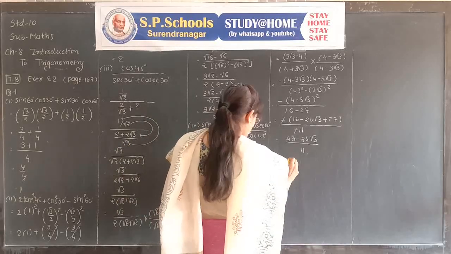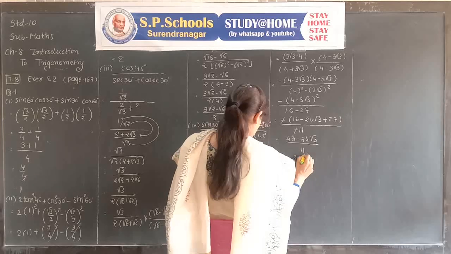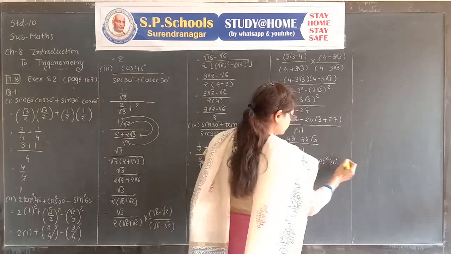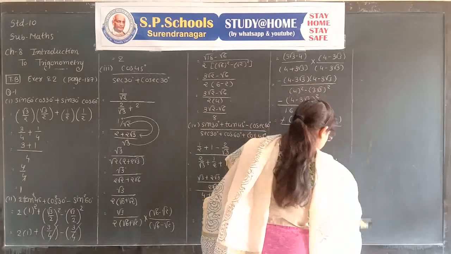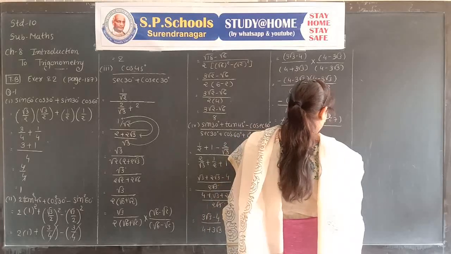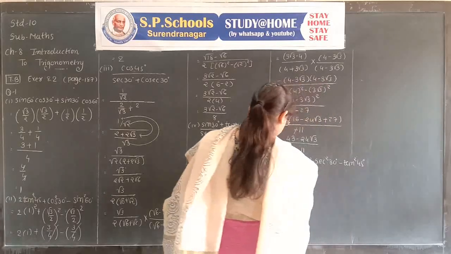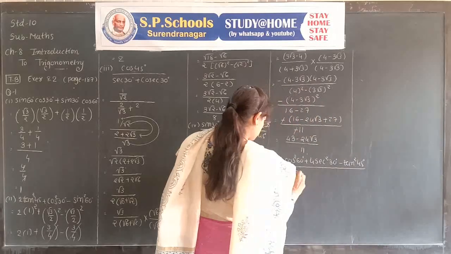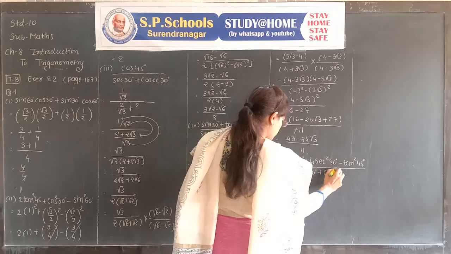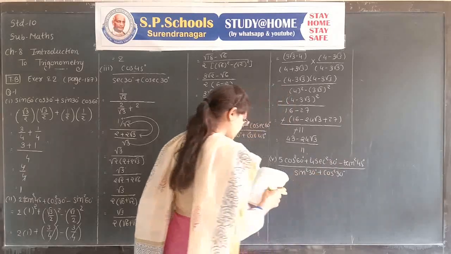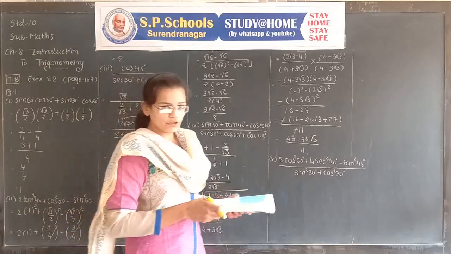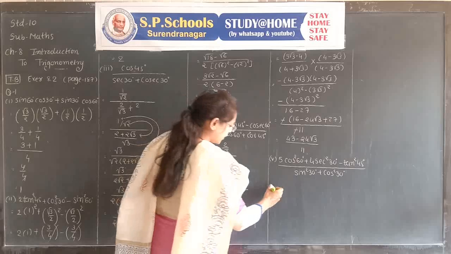Fifth number is (5 cos square 60 plus 4 sec square 30 minus tan square 45) upon (sin square 30 plus cos square 30). Okay, now the same procedure will be repeated. Open your table and substitute the values, but the correct values.